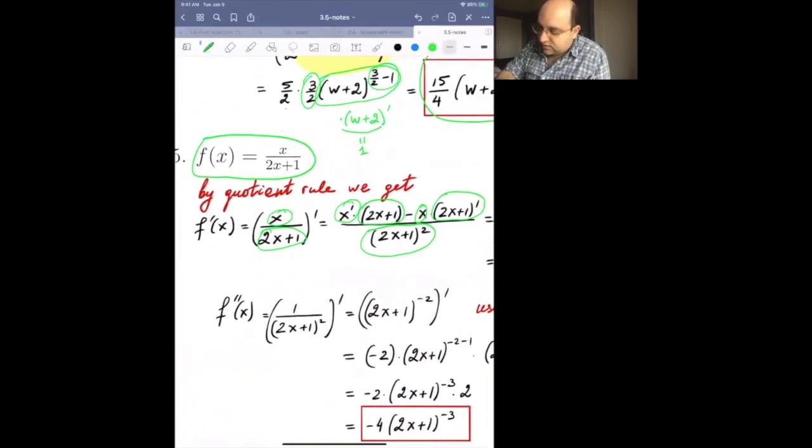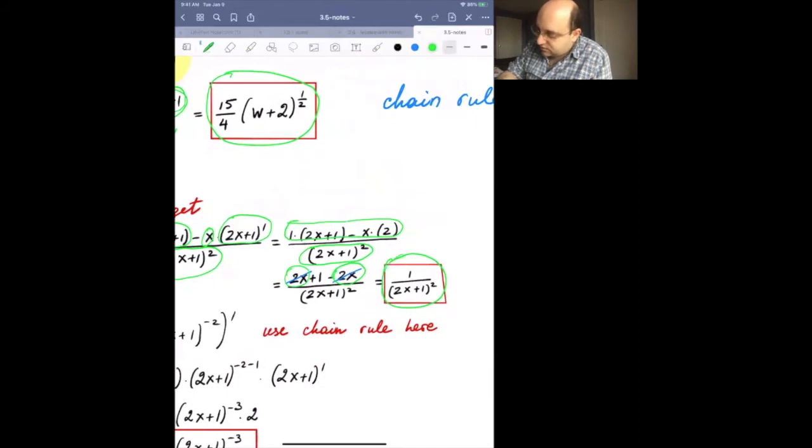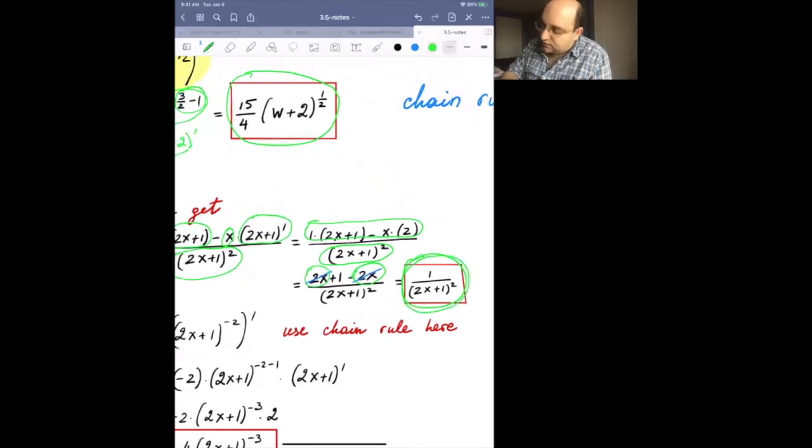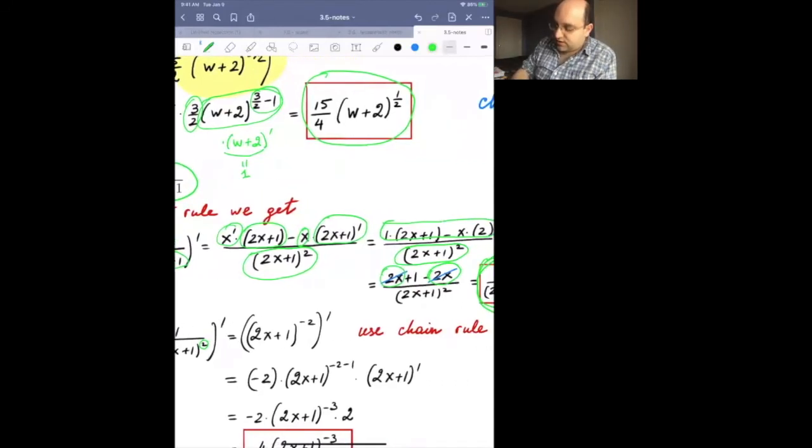So for the second derivative, I have to take the derivative of the first derivative. The first derivative is this, the green thing here. And now I have to take the derivative of that. How do we find that? Let's write it as (2x plus 1) to the power negative 2, because I have this thing in the denominator. It becomes negative 2 when I move the whole thing up. So I have to use the chain rule again.